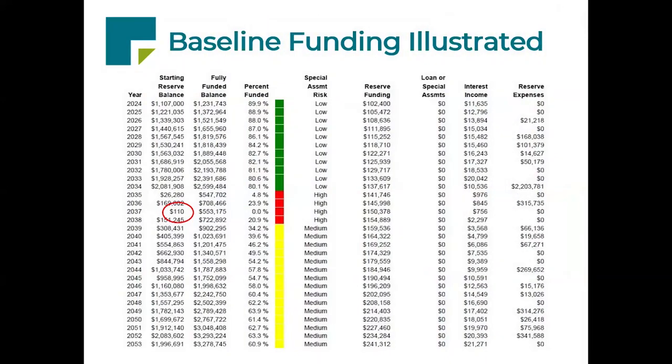Okay, this is what it looks like in reality. This is a real world example of what baseline funding would look like. I took this as kind of a screenshot from one of our studies. So if you look at the top left corner here, you're going to see this first column represents the 30 years of the plan, right? Moving from left to right, you see the different financial figures that correspond to each of those fiscal years, right?